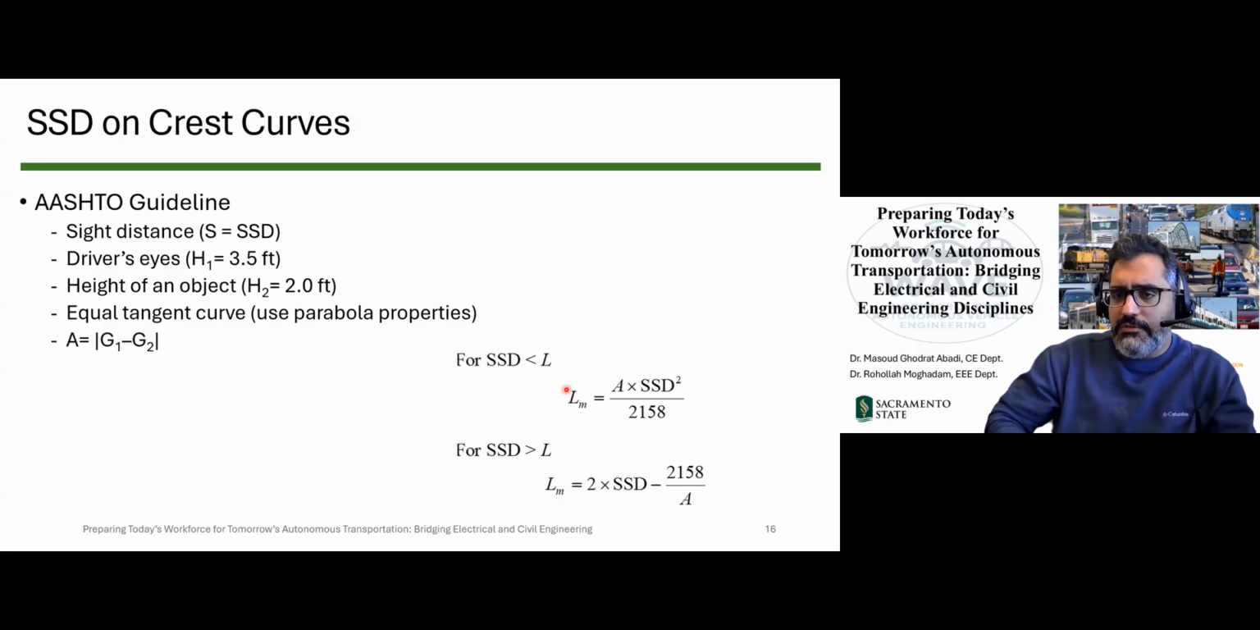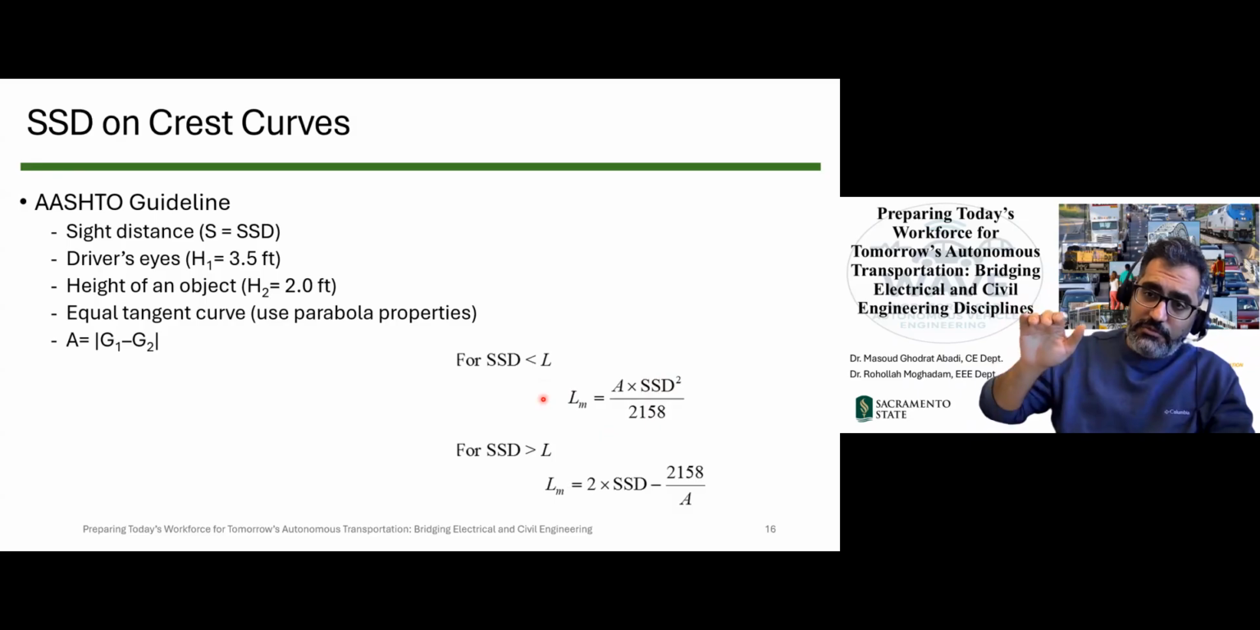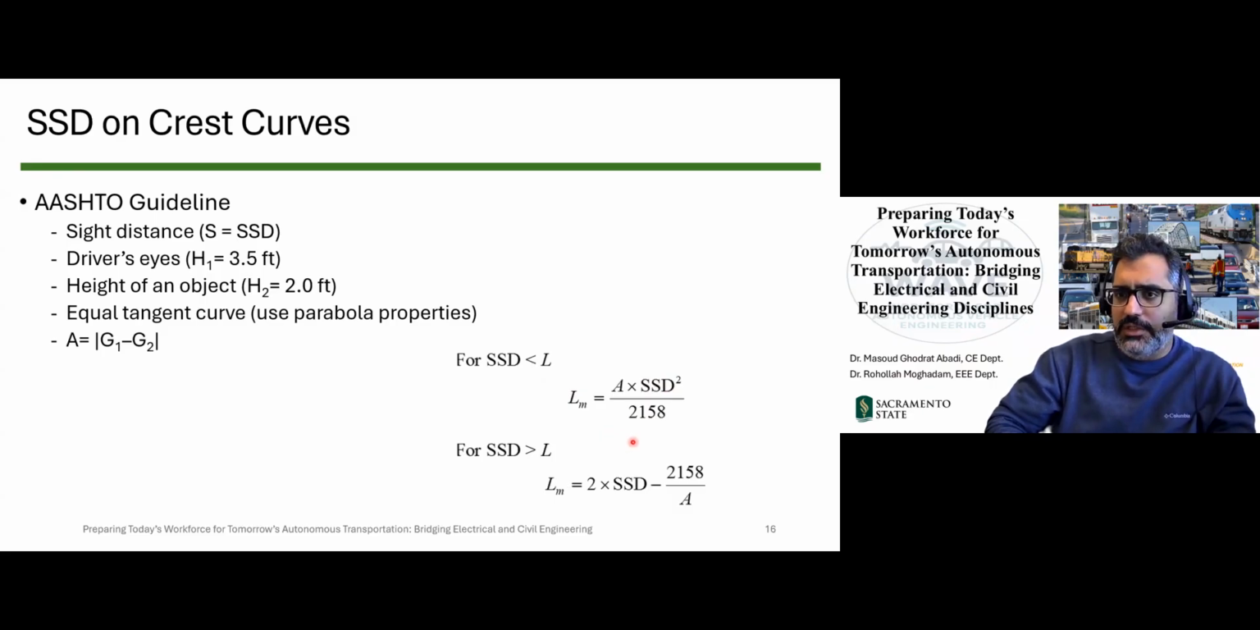That would be another option, because if you lower the speed, what happens is that it brings the SSD, stopping sight distance, down, and it will help with the minimum length of the curve. So one of the reasons that sometimes, especially on vertical curves, you might see a reduction in the speed. I'm not talking about horizontal curves yet. On vertical curves, one example of seeing a reduction in speed would be just to make sure that we have enough time and opportunity to come to a complete stop because of a hazard.